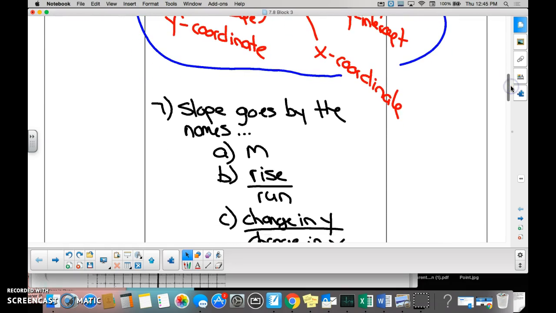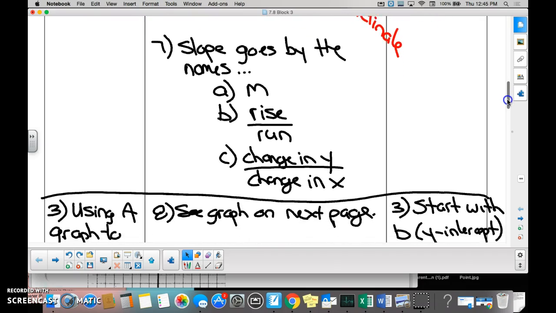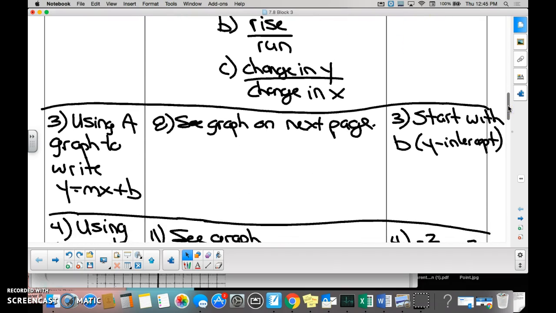Okay, and we all have to remember that slope also goes by the letter M, and also, more importantly, goes by rise over run. Okay, change in Y over change in X. You're going to learn more about that next year. And let's look at some of our graphs here now.